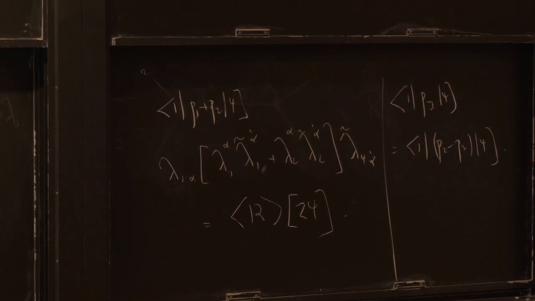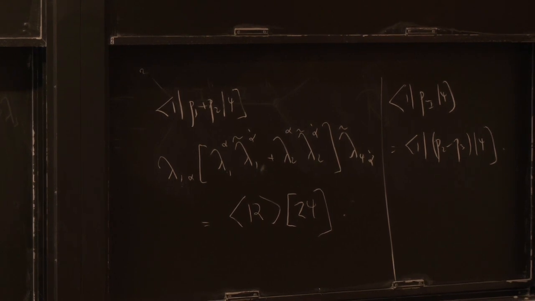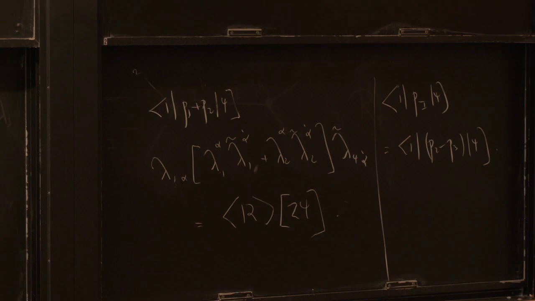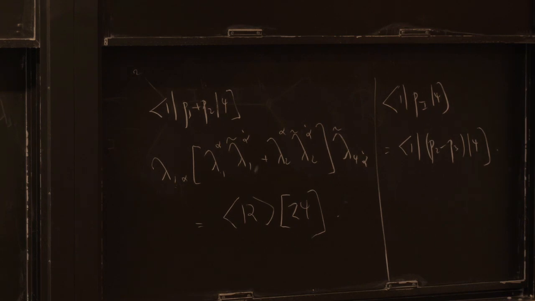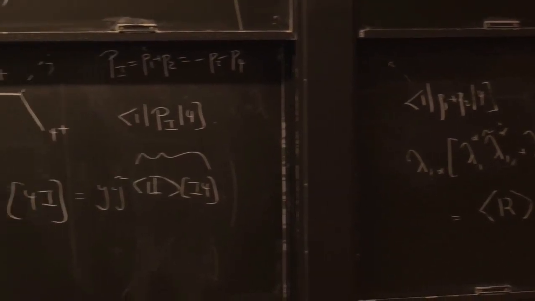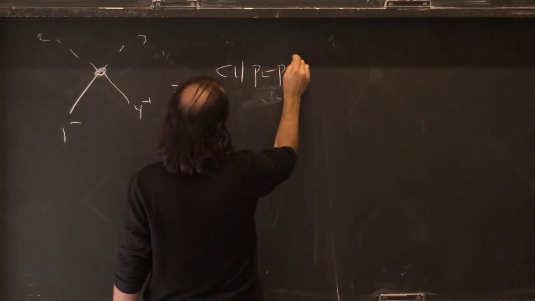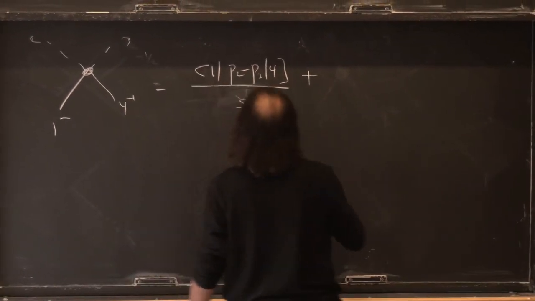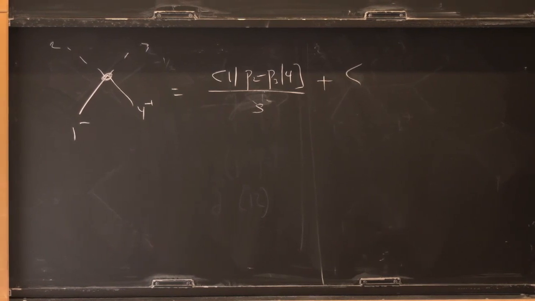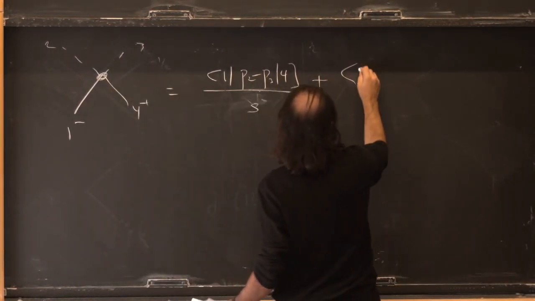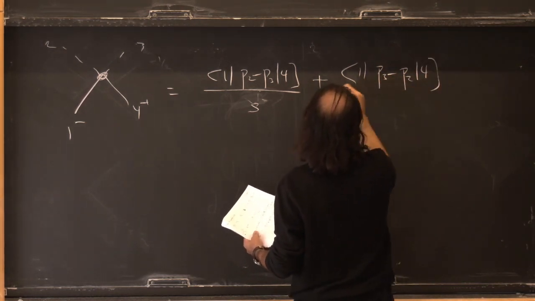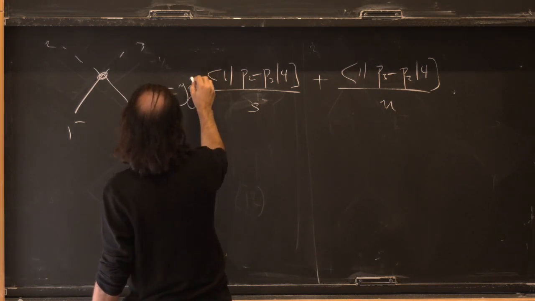So that's great. We learn what the residue is in the S-channel. And therefore, now we again have the same game. We have to build a rational function of all these variables such that they have a pole when S goes to 0, also a pole where U goes to 0, because I can attach the scalar lines on the other side, with this residue. Well, that's easy to do. We just computed the residue, so we just divide by S, and I do the same thing, divide by U. So this amplitude, 1 minus 2, 3, 4 plus, is equal to ⟨1|P2 minus P3|4] over S plus, interchanging 2 and 3, ⟨1|P3 minus P2|4] over U, and some y tilde in front of the whole thing.